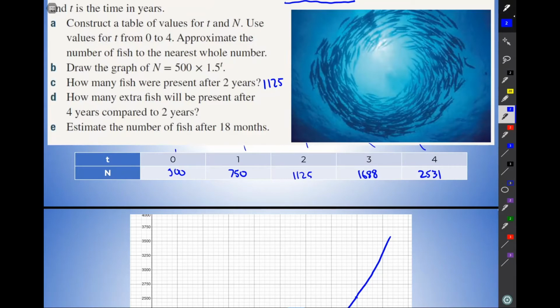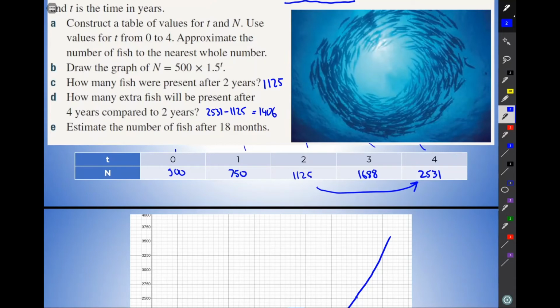How many extra fish will be present after 4 years compared to 2 years? Again, we're still just using the table. What that's saying is how much did we increase over these 2 years? And so to find that, we're just going to subtract, and we'll see that there are approximately 1,406 extra fish.